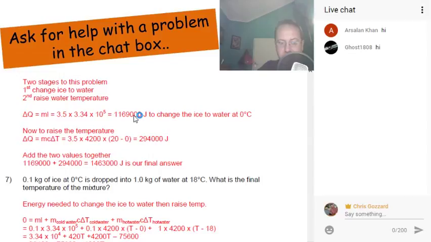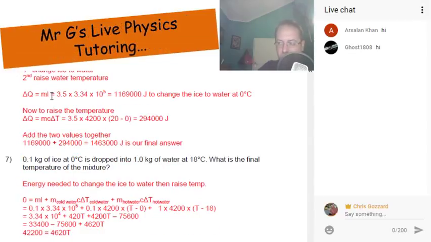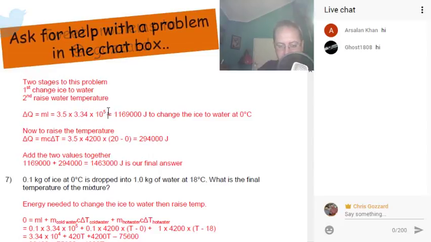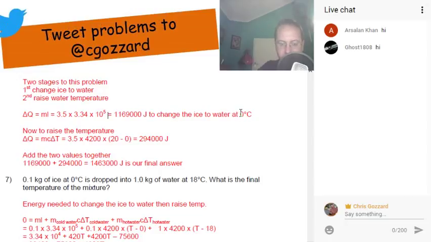Firstly we're going to use delta Q equals ml, using the latent heat of fusion of ice value. So we know we've got 3.5 kilograms of ice. That's the latent heat of fusion of ice, the energy needed just to convert 1 kilogram from ice to water. And we find that we get a whopping 1,169,000 joules to change from ice into water. And that's still at 0 degrees.